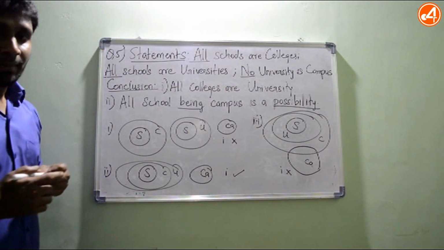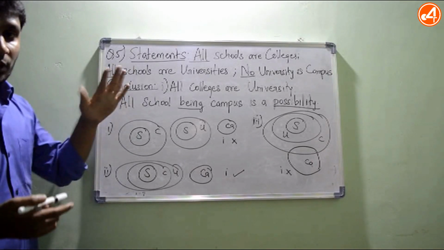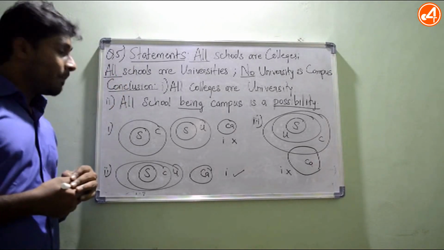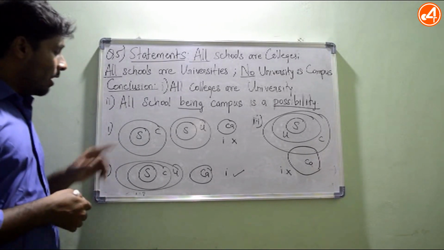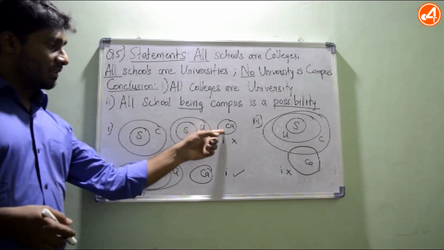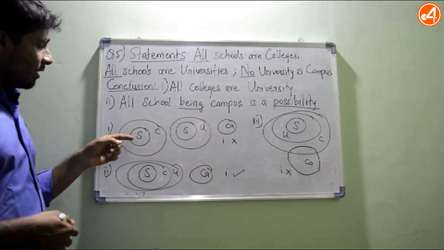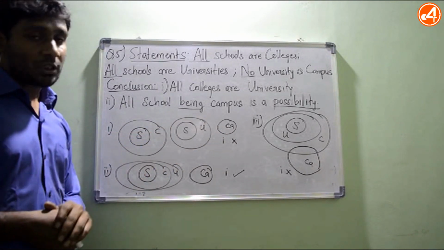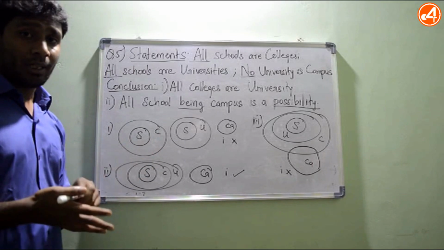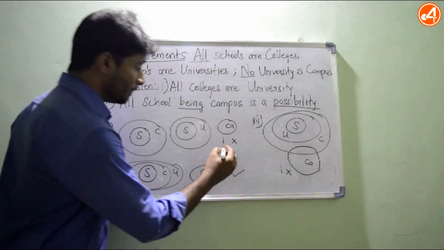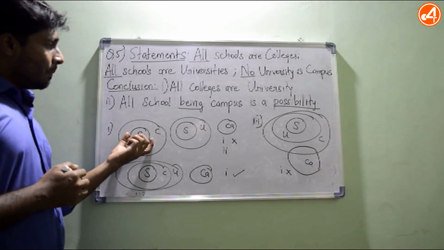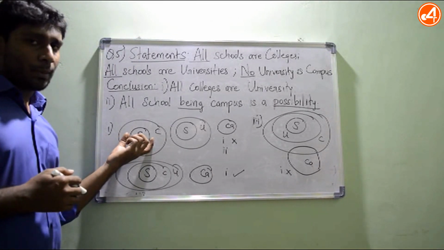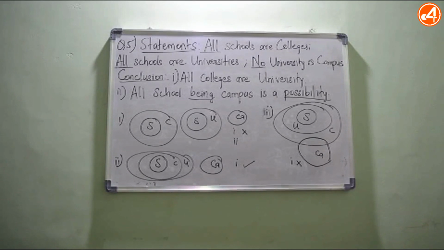And for the second statement, the very important statement is having the word being and possibility. So second statement states that all schools being campus is a possibility. So it is given that all schools being a campus. Got it? All schools being a campus is a possibility. So can you go for it? In the first diagram, it's given that all the schools can be being campus. It's like the possibility one. So all schools being.